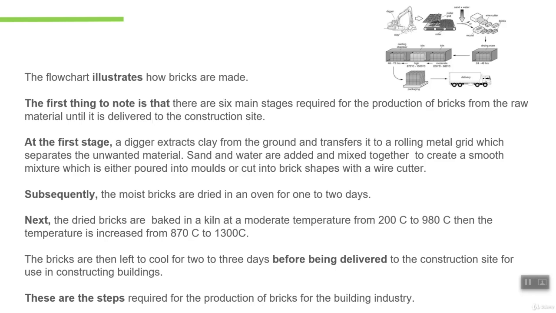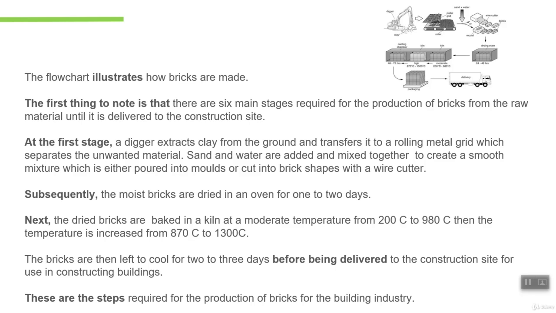The first thing to note is that there are 6 main stages required for the production of bricks from the raw material until it is delivered to the construction site. And now for the main body, and you can see each step is separated into separate paragraphs. At the first stage, a digger extracts clay from the ground and transfers it to a rolling metal grid, which separates the unwanted material. Sand and water are added and mixed together to create a smooth mixture, which is either poured into molds or cut into brick shapes with a wire cutter.